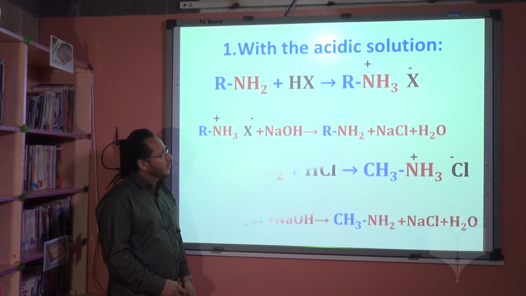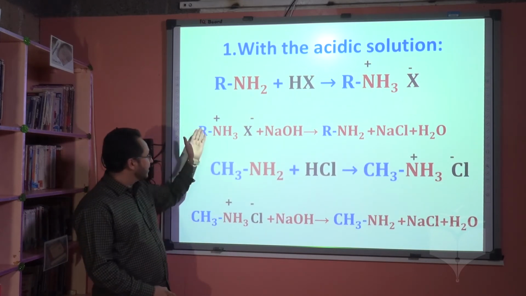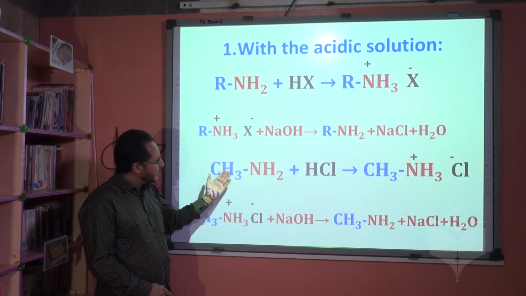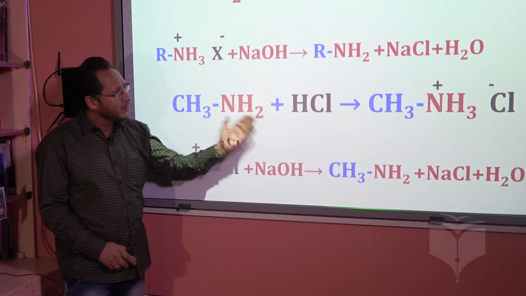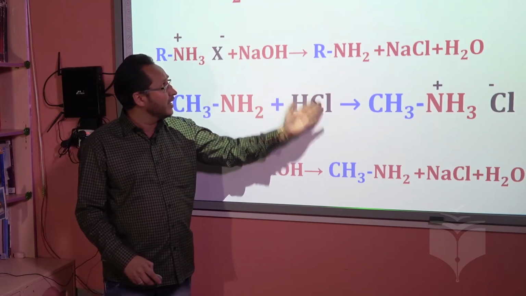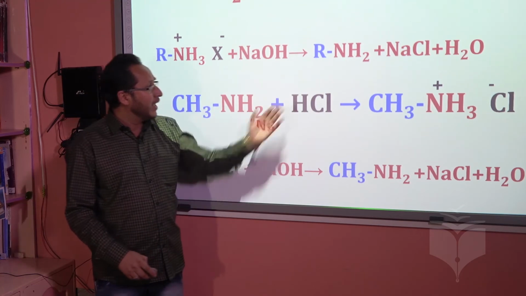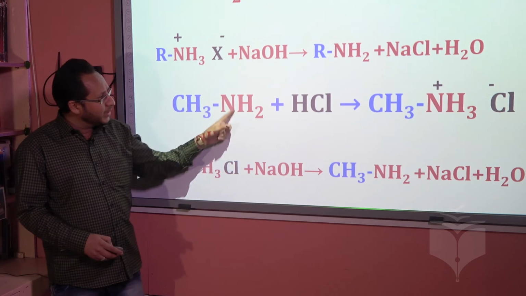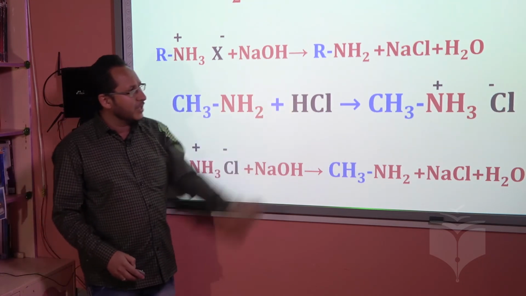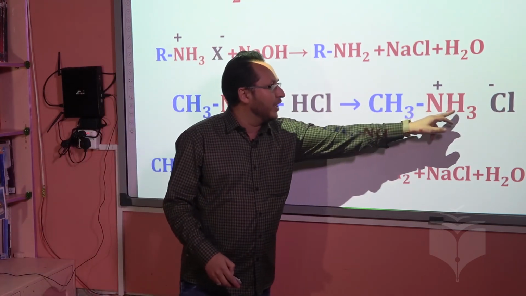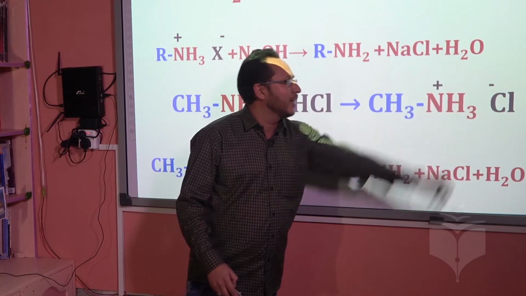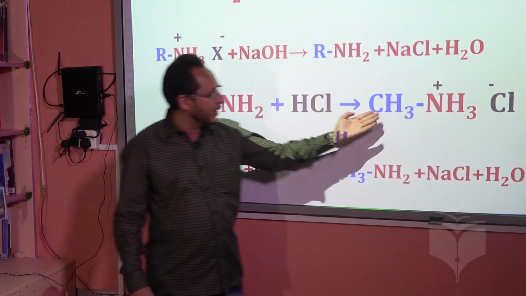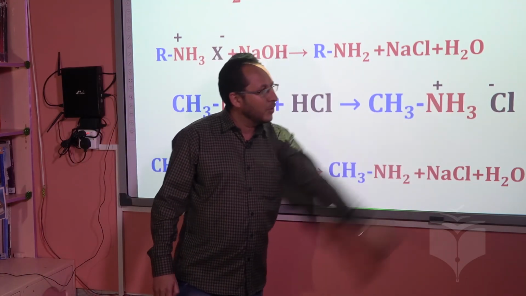Now, for example, I replace R by CH3. So this is CH3NH2 plus HCl. X here is Cl, this is H, and this is NH2. What is the reaction now? NH2 takes this H and becomes NH3+, and this is Cl-. So this is what we call methyl ammonium chloride.